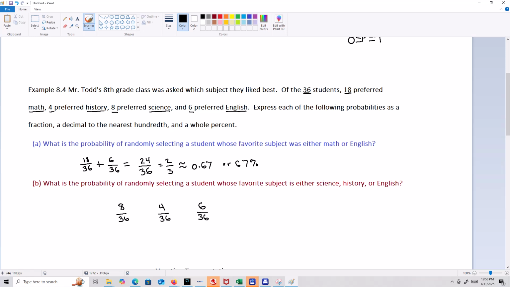So we have these mutually exclusive events, and we're going to compound the probability, get our compound probability, and we get 18 out of 36, which reduces to 1/2, or 0.5. Remember to express your answer in all the different forms they're wanting, or 50%.